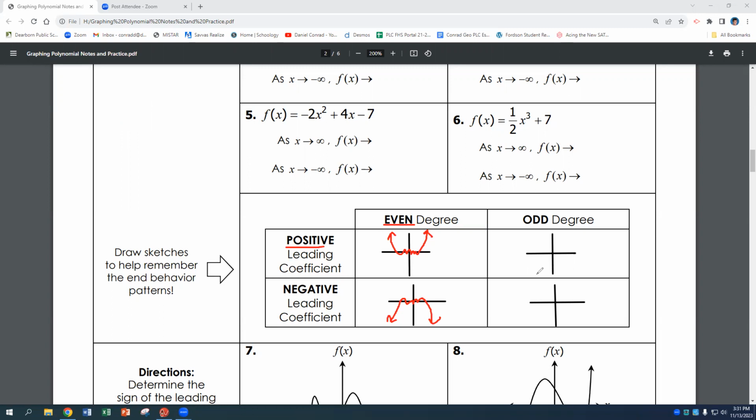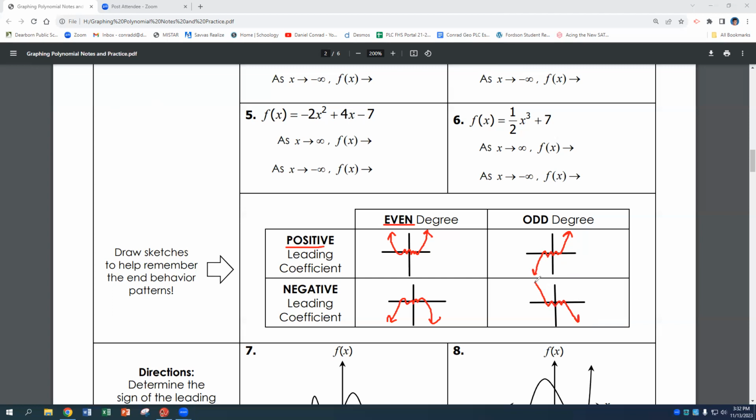Okay. Odd and positive, so something like x to the third is going to look something like this. And then odd and negative, that's going to be flipped, so it's going to look something like this. I mean, it's going to do stuff in the middle, right? So it might do a bunch of different things in the middle and then go down. Oh, I'm sorry, that's odd and positive that is going to do this, right? Something like this.